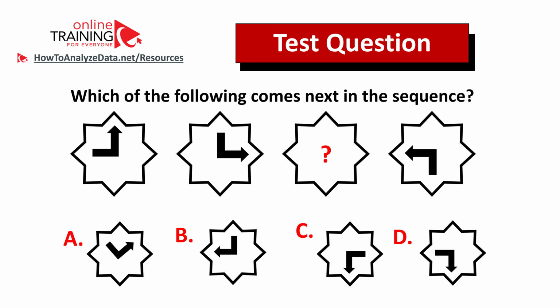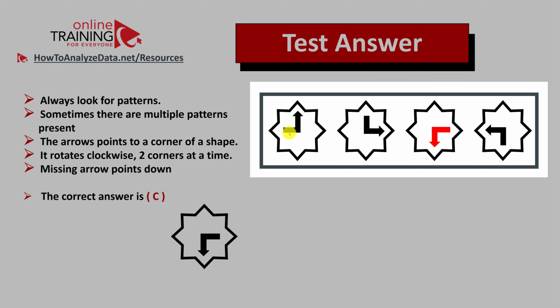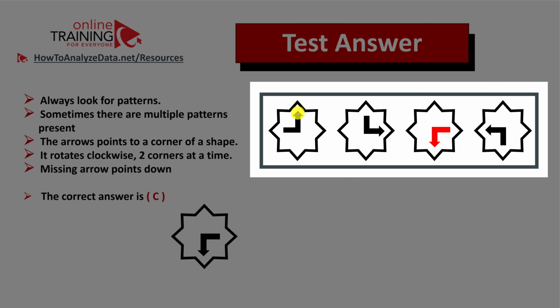Do you see the answer? Let's continue to see how we can solve this challenge and get to the correct solution together. As usual, answer might be a lot simpler than you think. But the key is to always look for patterns. So take a look at the patterns here with the shapes. The first shape, arrow points to 12 o'clock.